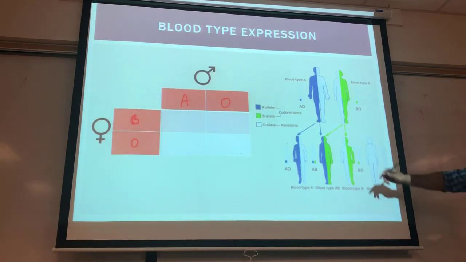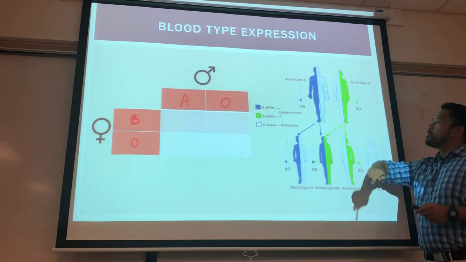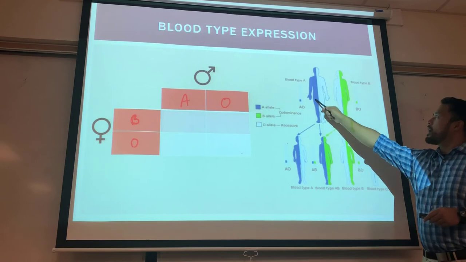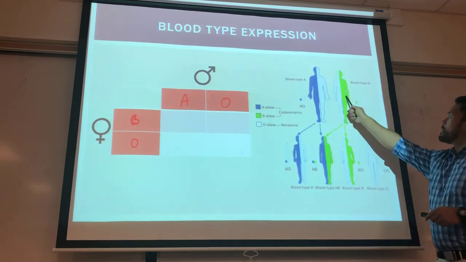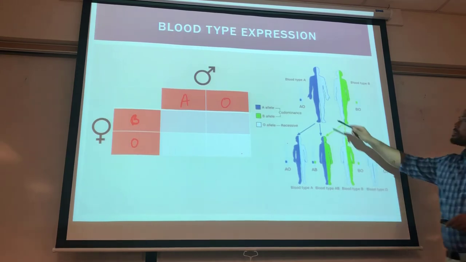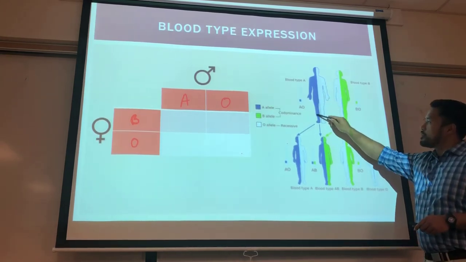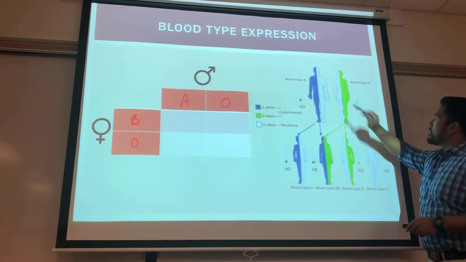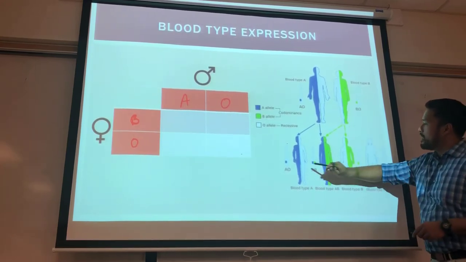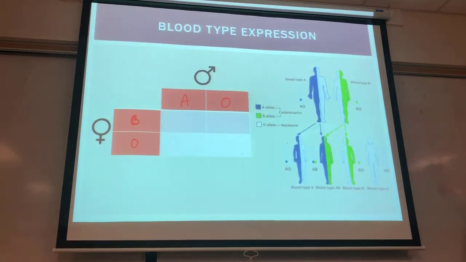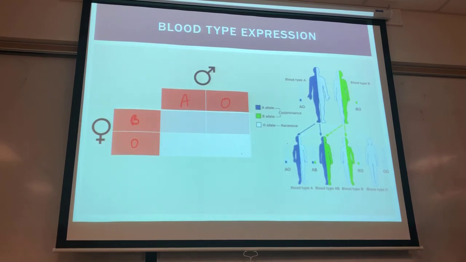So here you can see the different combinations based off these two alleles, where the male exhibits AO, A, and then O, and the female is B and O. So with the different combinations of what this could be, that A allele can combine with the O and the B to give you type AO, AB, BO, and OO. So how does that play out? How do we figure that out? We use what's called a Punnett square. Have you guys seen these before? Yes.